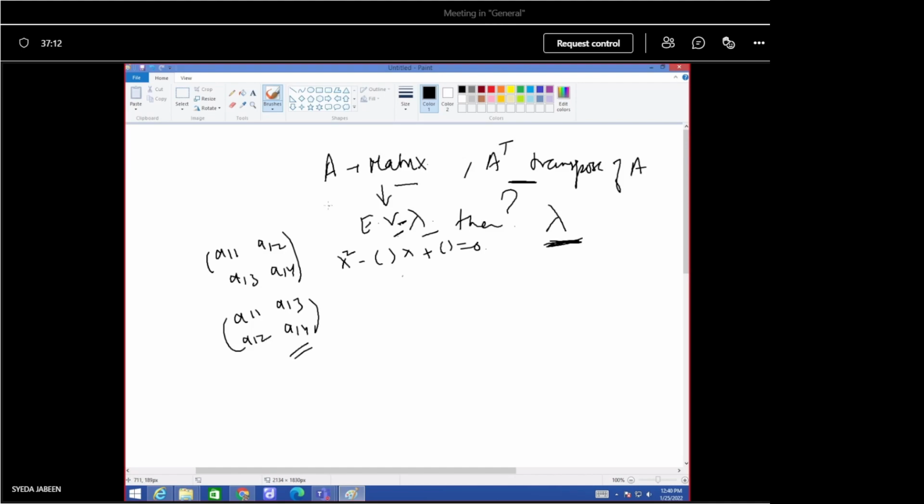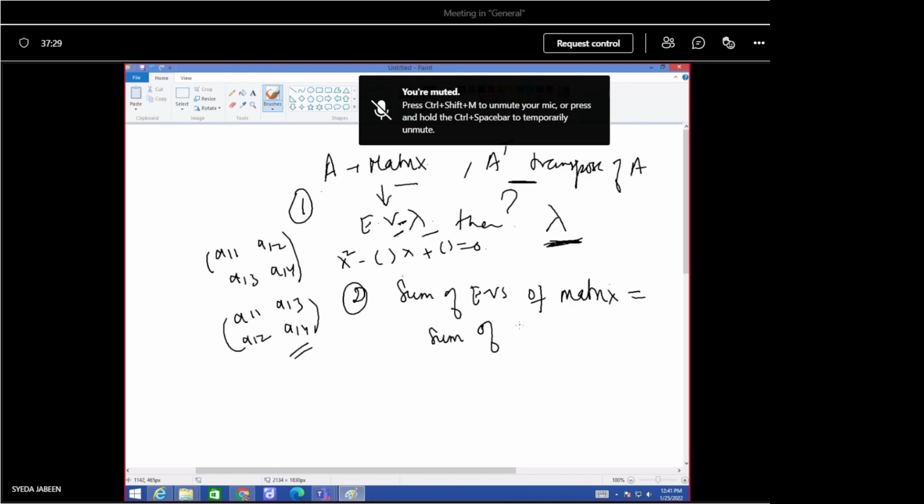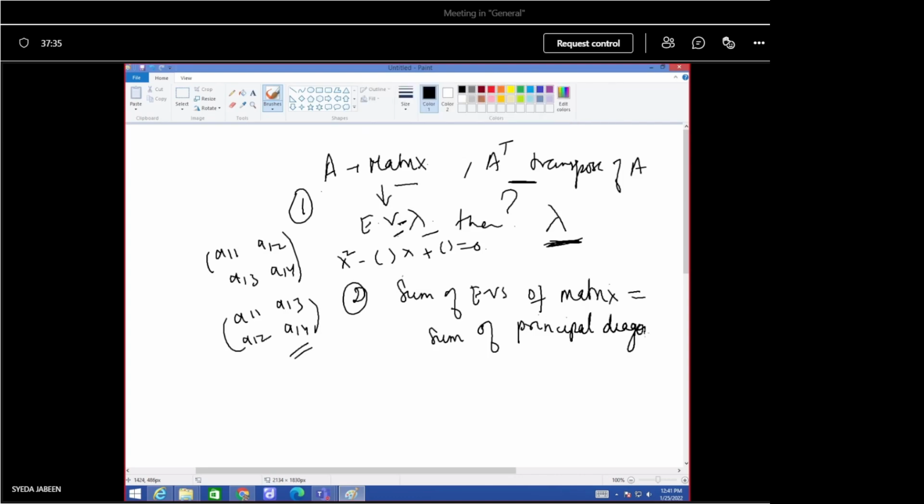Now there is another. This is the first property. Second property: sum of eigenvalues of a matrix is equal to the sum of the principal diagonal. The principal diagonal, or main diagonal, is what we call it. Here there is an element, this is the first element, the elements are here. So the elements that are here are called the principal diagonal. If you add the elements of the principal diagonal, that will give the sum of the eigenvalues.